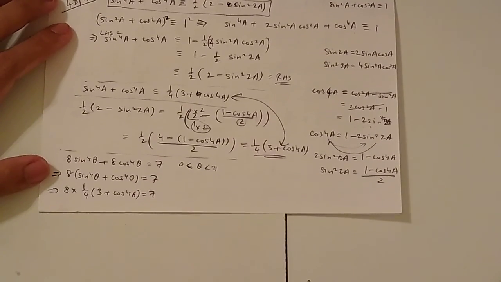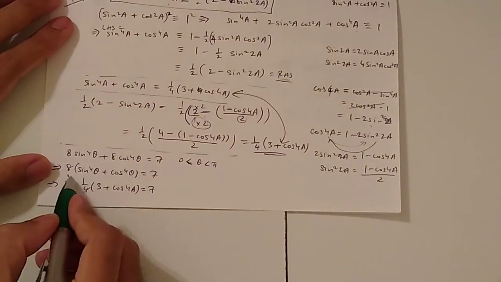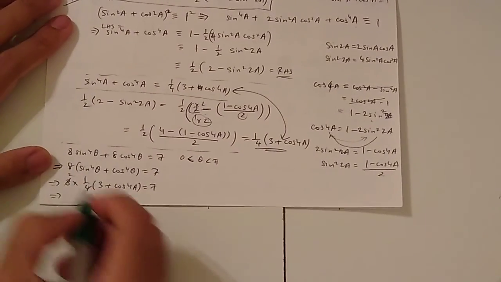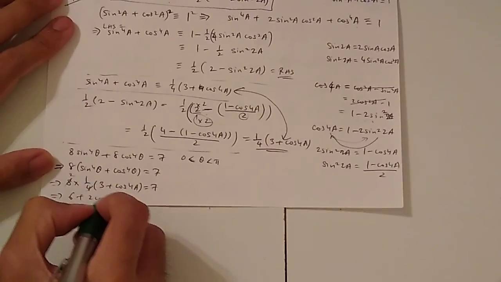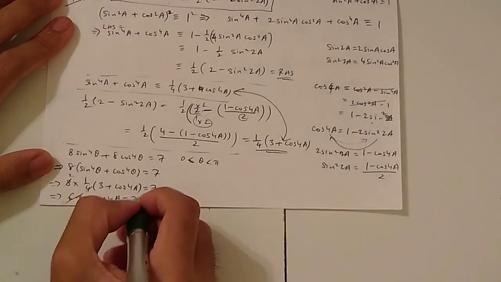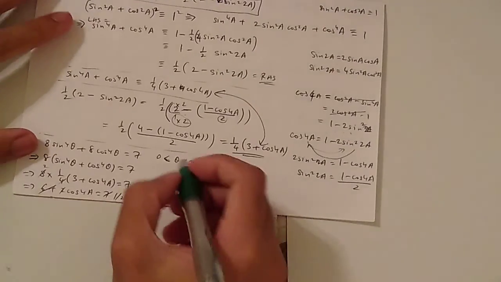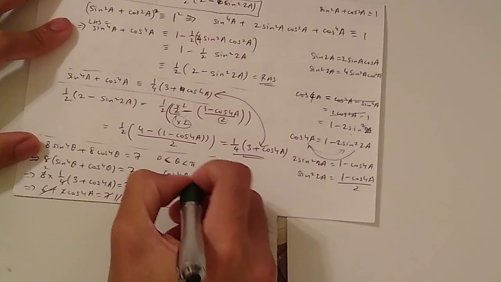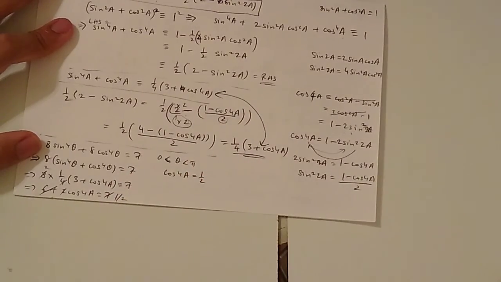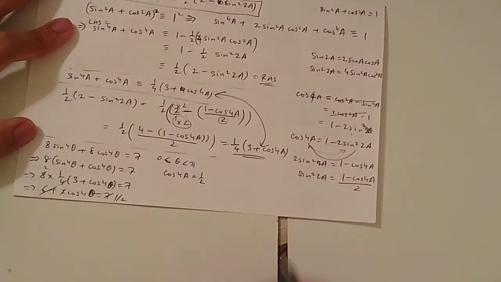The rest is going to be simply simplification over here. 8 by 4, that becomes 2. 2 multiplied throughout becomes 6 plus 2 cos 4a is equal to 7. Take 6 to the other side, this becomes 1. Okay, take 2 to the other side, this becomes half. So therefore we have cos 4a is equal to half. Now, actually this was theta, excuse me. Okay, so cos 4 theta is equal to half.